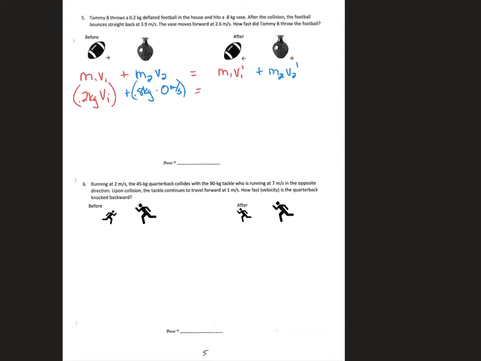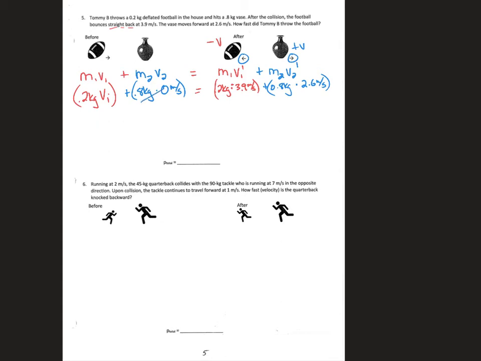The football, it says, bounces backwards. So its mass is 0.2 kilograms. The mass doesn't change. But moving backwards means that it's a negative velocity. It doesn't say that, it says straight back 3.9 meters per second. The vase, on the other hand, 0.8 kilograms, and its velocity, it goes flying off the shelf at 2.6 meters per second. And that's a positive velocity. You can tell that because there's little notes here, and it says moves forward.